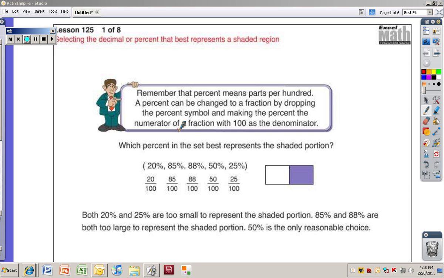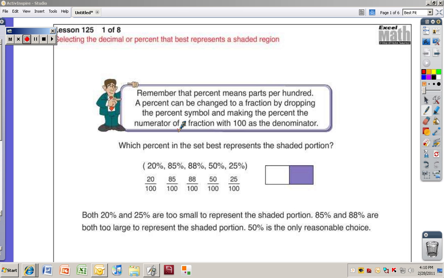Sixth grade Excel lesson 125, selecting the decimal or percent that best represents a shaded region. Oh, this is so easy. You guys can do this with no problem at all. Okay, so we have a studio audience to help us out with this.